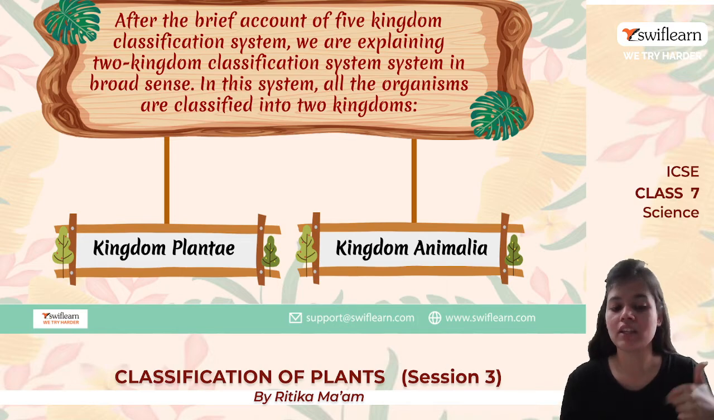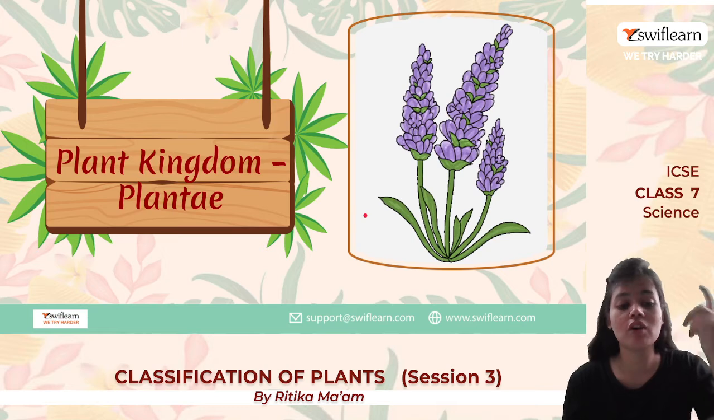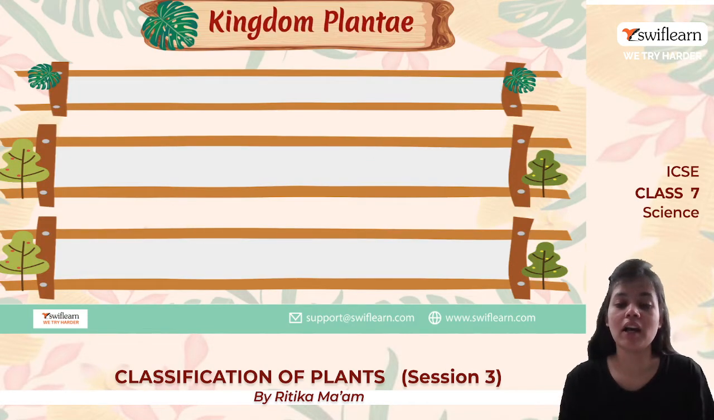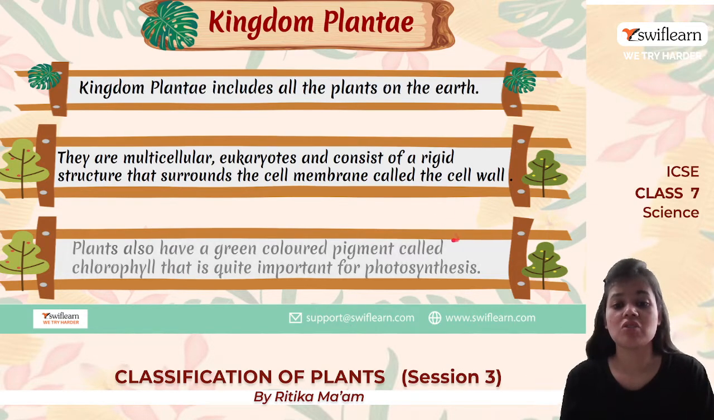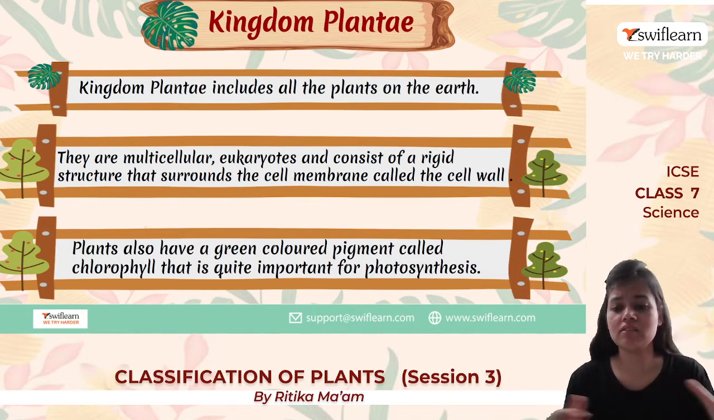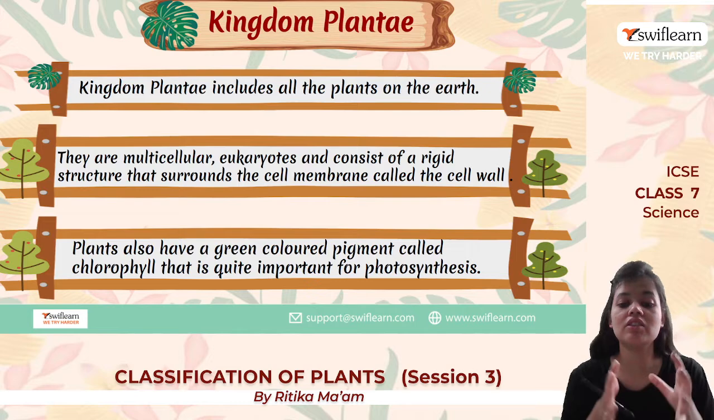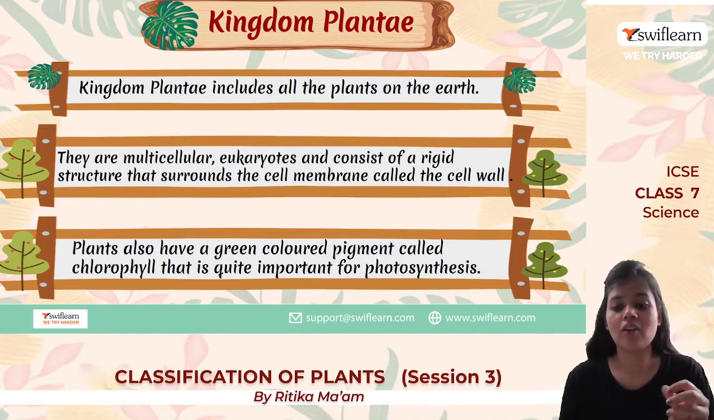So here we have kingdom Plantae and kingdom Animalia, in which we are going to focus on kingdom Plantae for today. So kingdom Plantae means all the plants that we see around us. Okay, so it includes all the plants that we see around us. They can be multicellular, they are eukaryotic, and they have a rigid structure. And obviously they contain a cell wall.